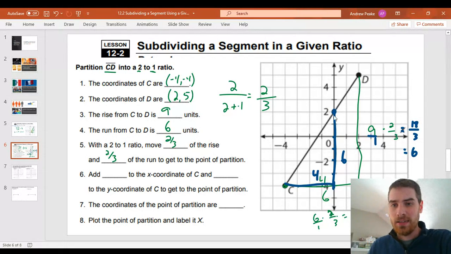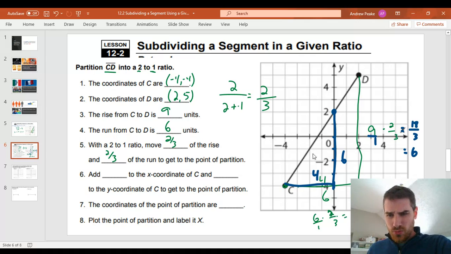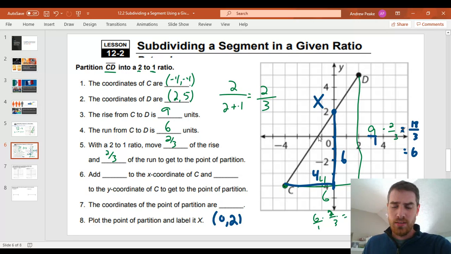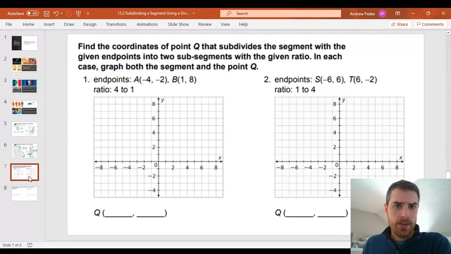So I land, it looks like, at the point 0, 2. So I went ahead and already hopped to the finish line here. So I landed at the point 0, 2. We'll call that X. The coordinates of the point of partition are 0, 2. So I should put that there. We added 4 to the X coordinate of C, and then we added 6 to the Y coordinate to get the point of partition. All right, let's look at 2 or 3 more examples.